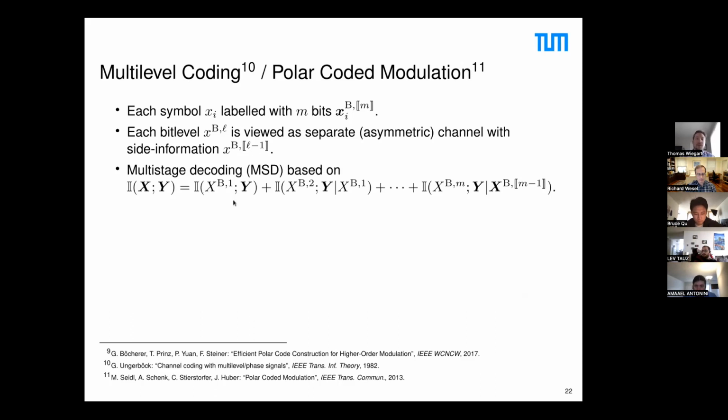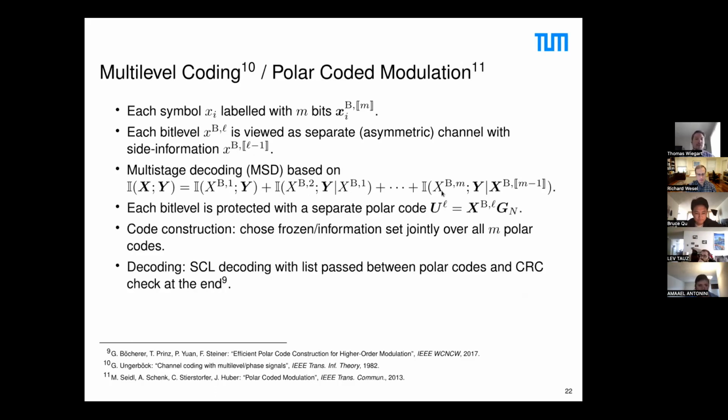So first, given the channel observations, we decode the first bit level. So that's the first polar code. Then in the second step, we decode the second polar code, given what we decoded for the first one, and so on and so on.